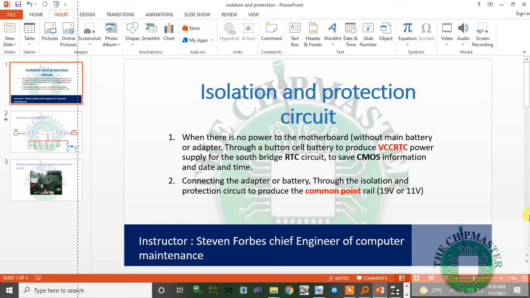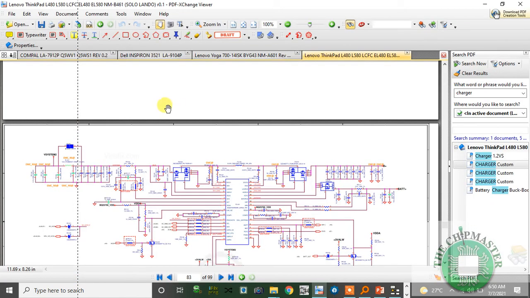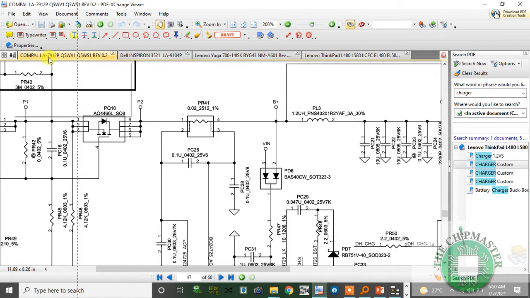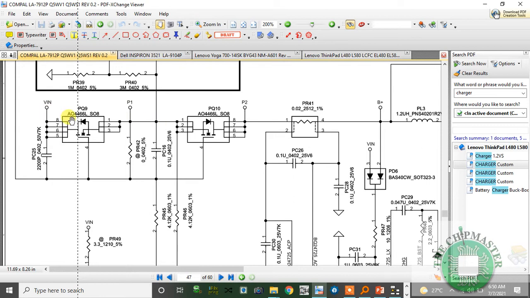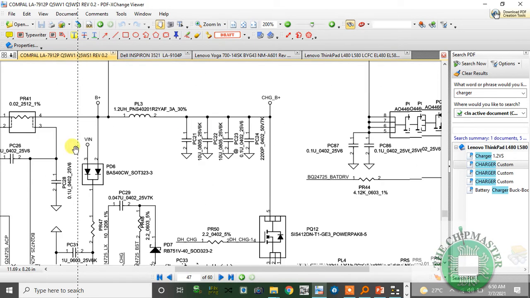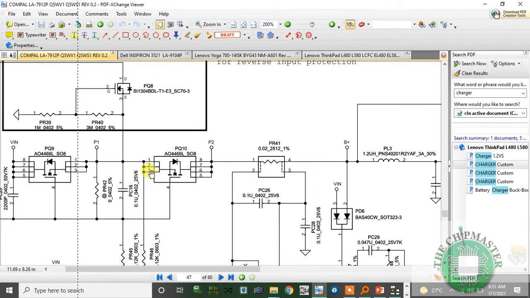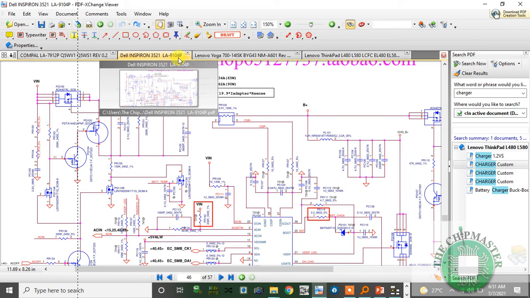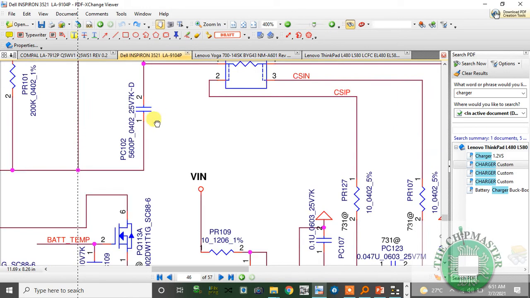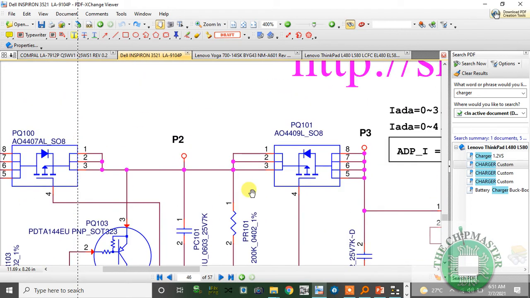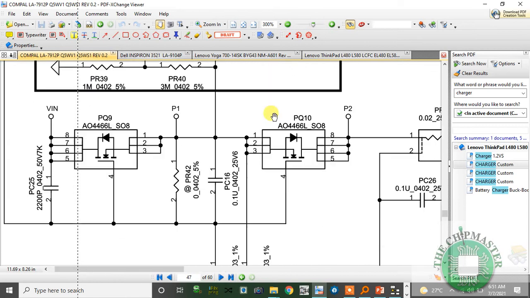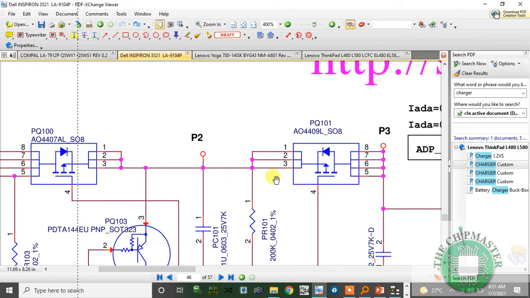Looking at the different types of isolation and protection circuit is very important, and I have the schematic here, so we're going to look at them in reference. We have a compile, which is an LA7912P, and as you can see, we have an isolation and protection MOSFET for the adapter here, and for the battery over here, PQ11, and we have another one here. These are N-channel MOSFETs. This one is an LA9014P, and here we have P-channel, sorry, so we have two P-channel, so this is another type. Some isolation protection circuits have N-channel MOSFETs as the adapter isolation MOSFET, and some have P-channel for the adapter isolation.